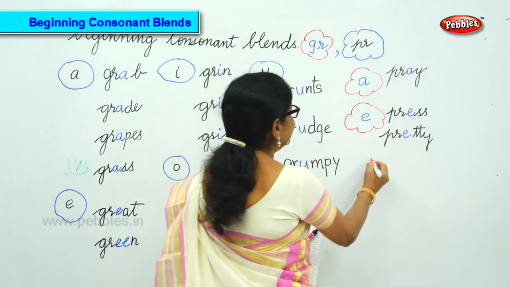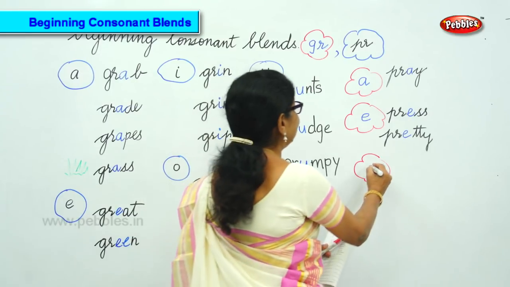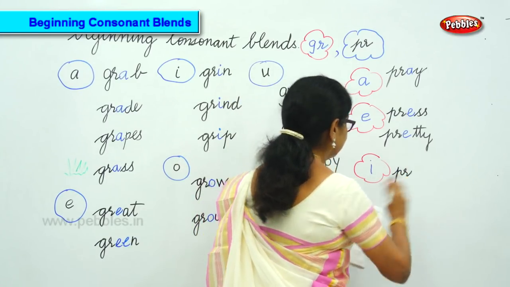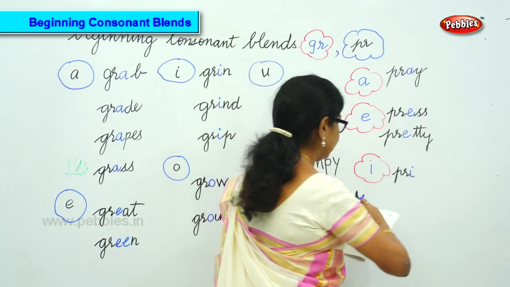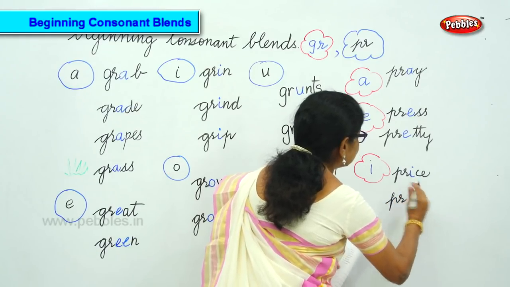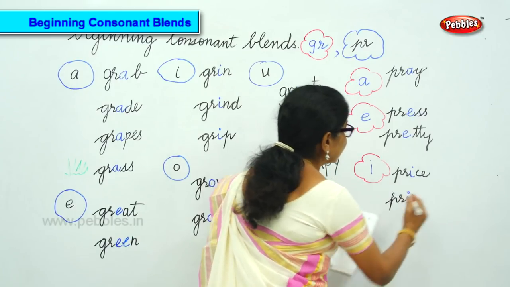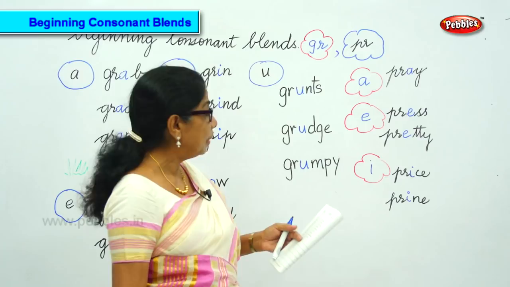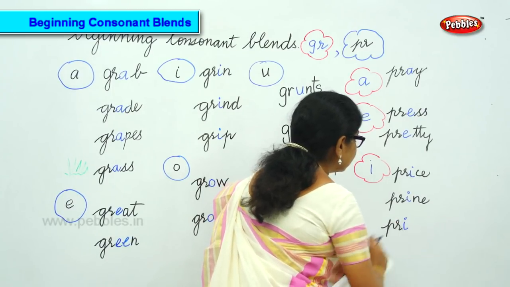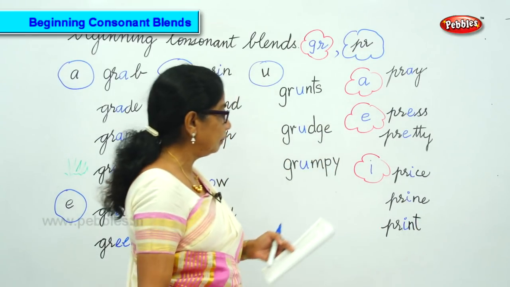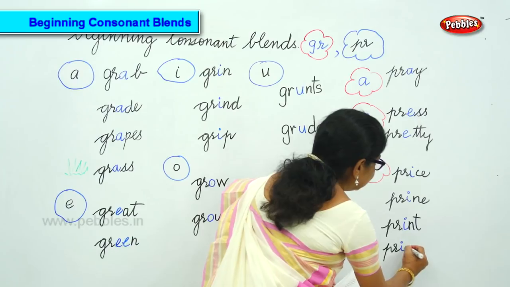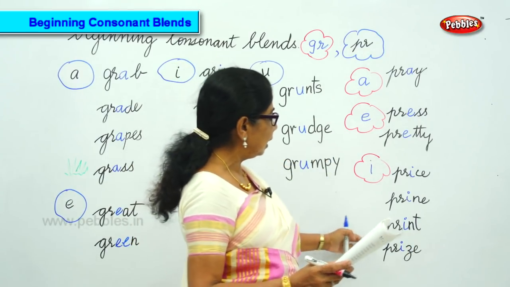Then we have, let's go into the I, let's see how many words we can find. Okay, you have price. Another word you get is prince. And then we have print. You print out something. Print. You print something. Then you also have the prices that you get, when you do something, it's the price of the thing. So two things you have.